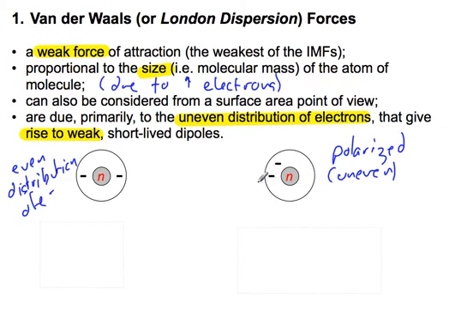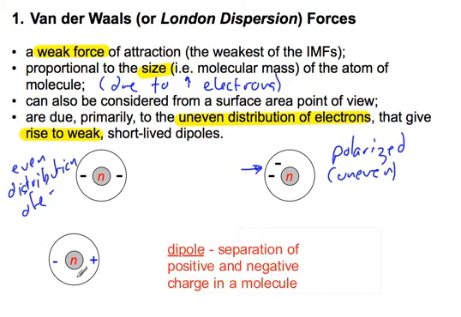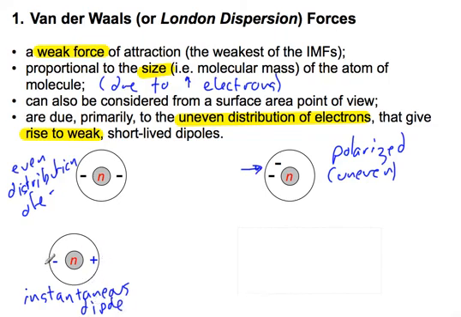That would mean this left-hand side of the atom is going to be negatively charged in essence, meaning on the other side it's going to be positive. And so that gives rise to what is known as an instantaneous dipole. And so this instantaneous dipole is charged. There is a weak dipole, one side negative, one side positive.